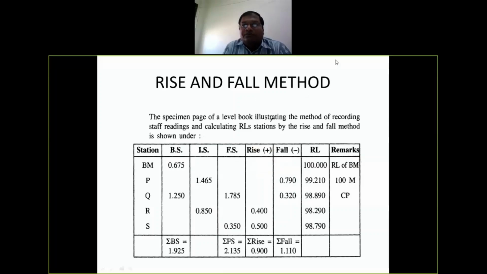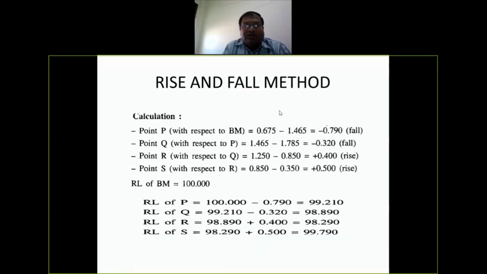So I will show you the calculation. You can see the calculation is here. Point P with respect to the benchmark. If you want to calculate the RL, how much amount of rise or how much amount of fall, then for point P with respect to the benchmark, it will be 0.675 minus 1.465, which indicates minus 0.790, a fall.